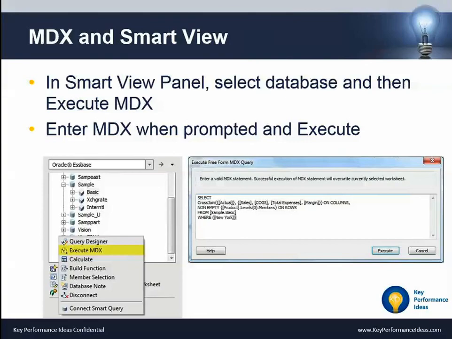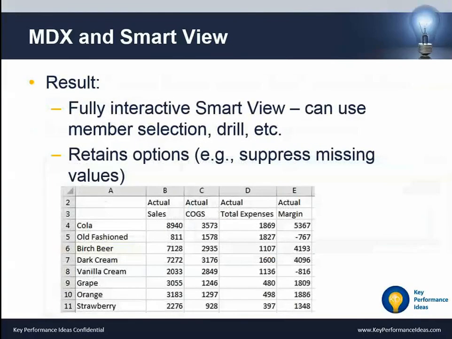Here I put a query into that box, and once I run it, it's going to give the result back to me in my active Smart View sheet. It's going to be fully interactive. I can do number selections. I can drill into it. It retains options. If you suppress your missing values with a NON EMPTY in your query, it's going to maintain that for you. So it's just a way to get a prettier output and get it within Excel. So that is one option to execute within Smart View as well.